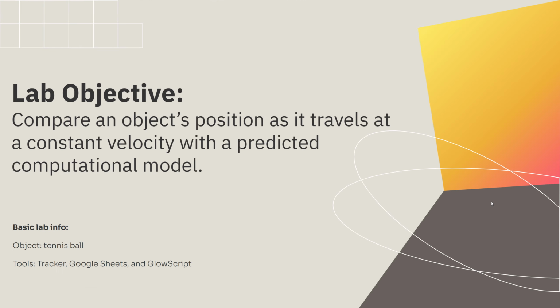The main lab objective was to compare an object's position as it travels at a constant velocity with a predicted computational model. Basic lab info that came with the objective is that the object that will be rolling is a tennis ball. Tools that will be used are Tracker, Google Sheets, and GlowScript to create the computational model.